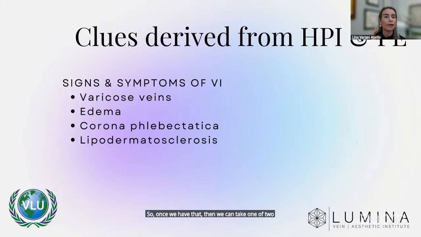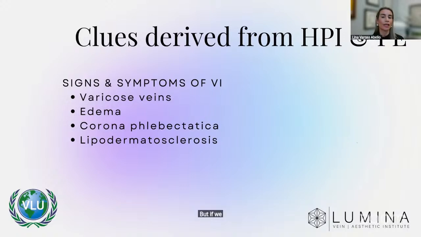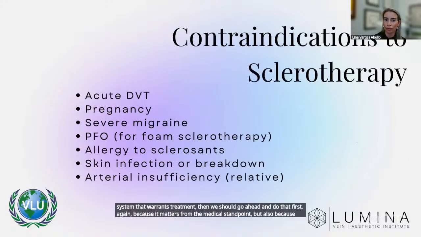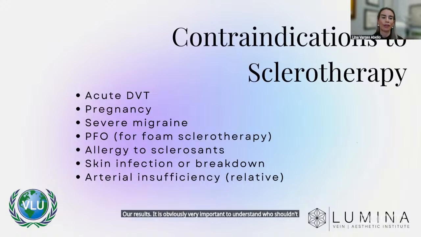If our evaluation and our ultrasound shows that we don't have any insufficiency that we need to worry about from a medical standpoint, then we can proceed and talk about sclerotherapy and the different alternatives. But if we do find that there is an abnormality from that superficial or deep system that warrants treatment, then we should go ahead and do that first, again, because it matters from the medical standpoint, but also because it's going to affect our results. It is obviously very important to understand who shouldn't get sclerotherapy in the first place.